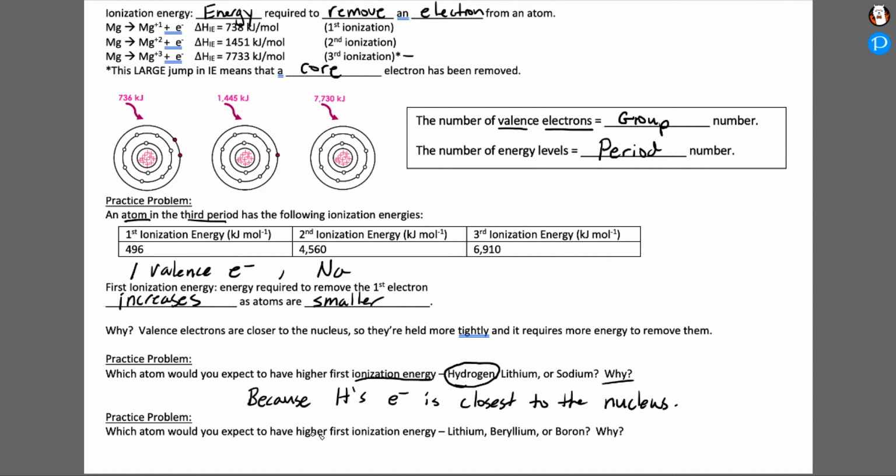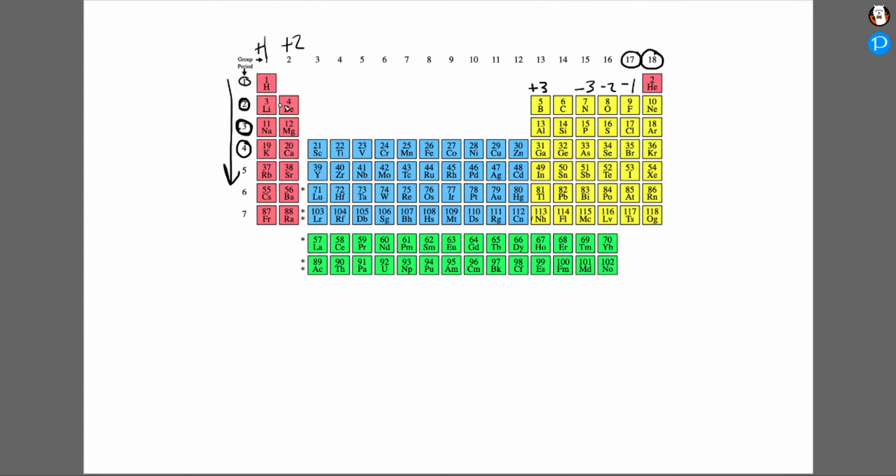Which atom would you expect to have a higher first ionization energy? Lithium, beryllium, or boron? So we're coming up over here again. This time we're moving across this way. Which one's going to have a tighter hold on those electrons? If we look, lithium to beryllium to boron, their valence electrons are all in the second energy level.